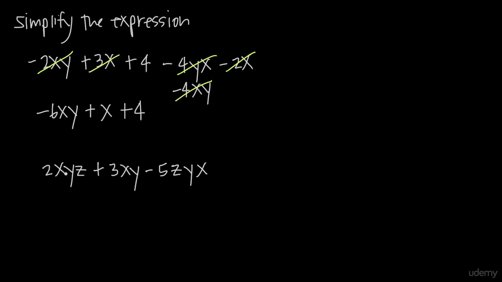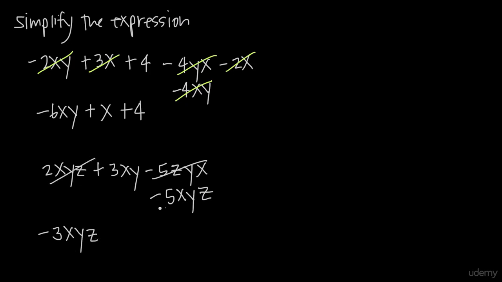We have a positive 2xyz. That's not the same as 3xy because there's no z variable involved in this term. But if I have negative 5zyx, remember by the commutative property, this is the same as negative 5xyz when I put my variables in order. So now I have a positive 2xyz. I'm taking away 5xyz's. That's going to give me a negative 3xyz.